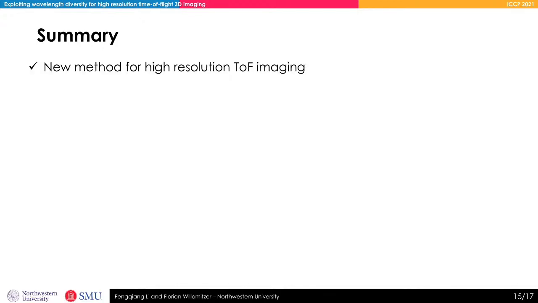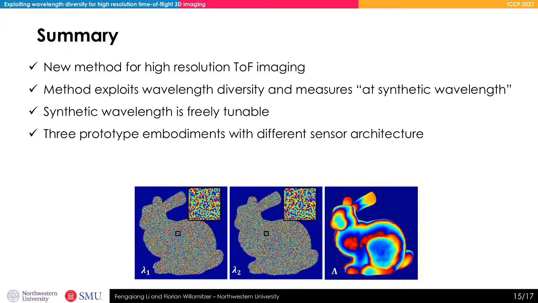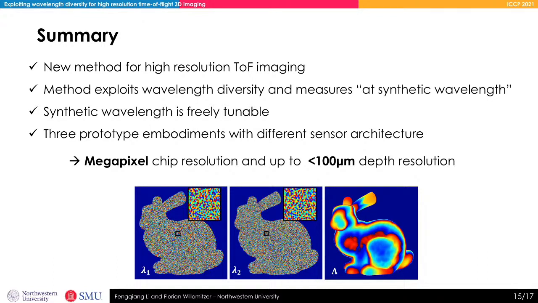To summarize, we introduced a new method for high-resolution time-of-flight 3D imaging. The method exploits wavelength diversity and measures objects at a synthetic wavelength that is freely tunable. We introduced 3 different prototypes, all using different sensor architectures. With these prototypes, we demonstrate that a depth resolution below 100 microns is possible, while having resolutions in the megapixel range. This is a significant improvement compared to the state-of-the-art time-of-flight sensors.